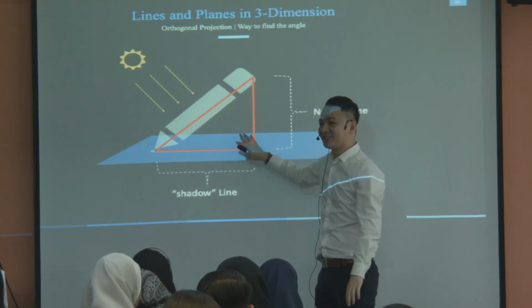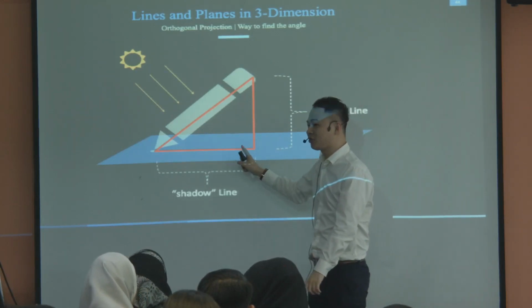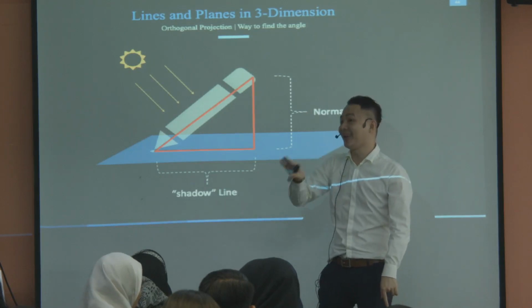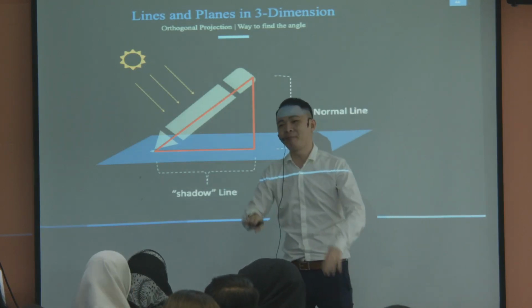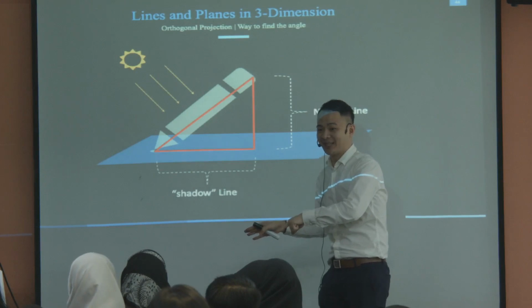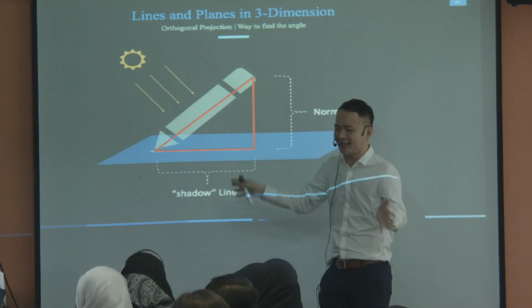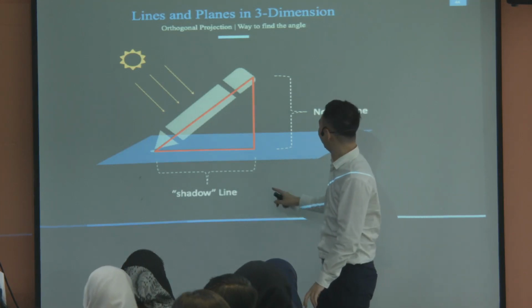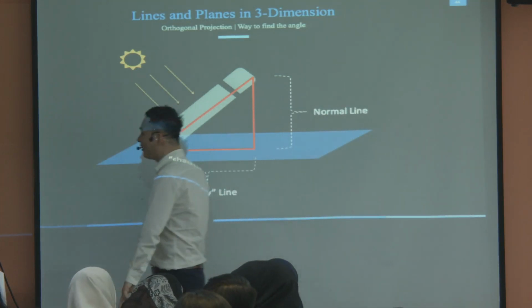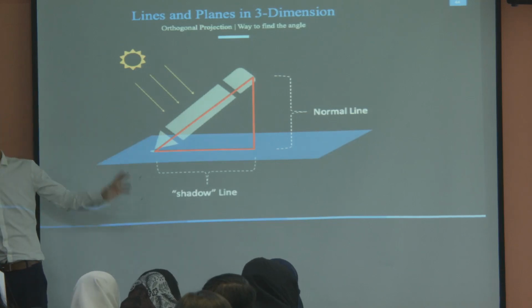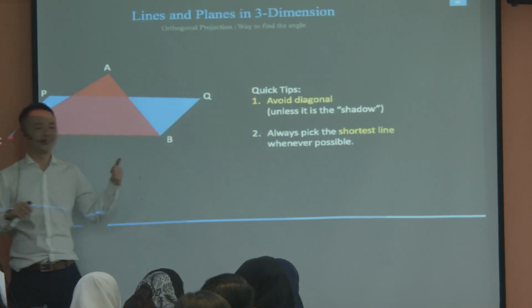But this is not solving all your problems, because this only works when you have a line and a plane. In SPM, they love plane and plane. So this one doesn't work for a plane and a plane, but this idea works in all cases for a line and a plane. So remember, find the shadow line, and add the light by yourself. This is the confusing part.